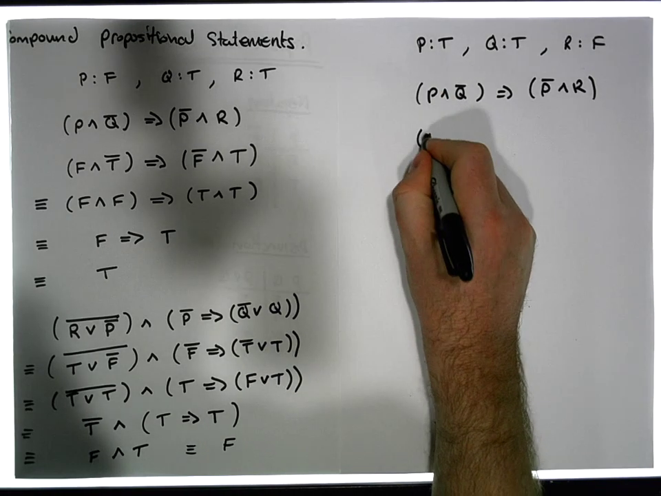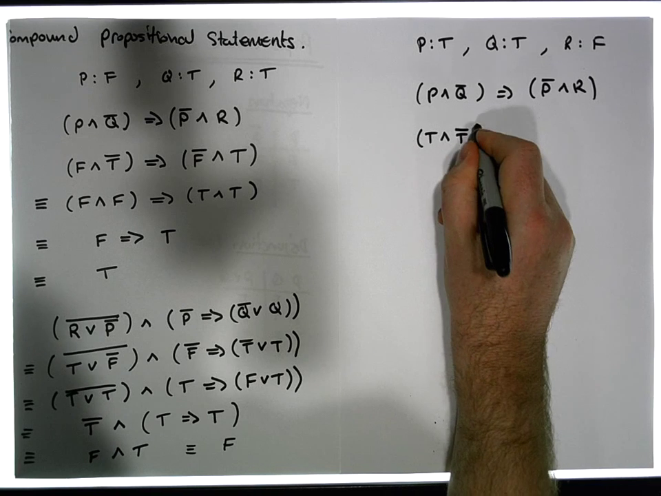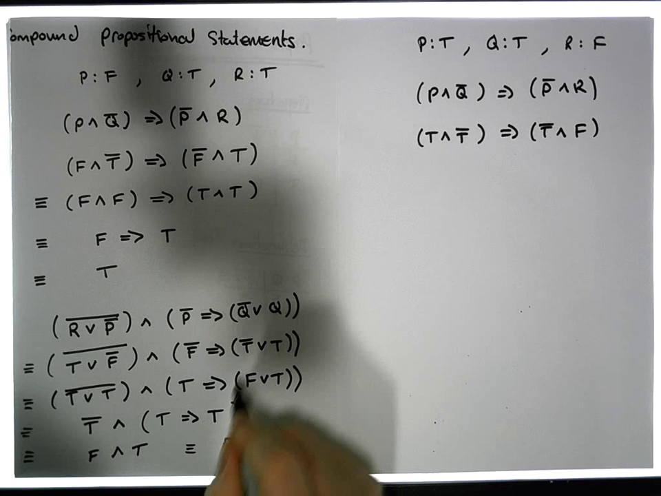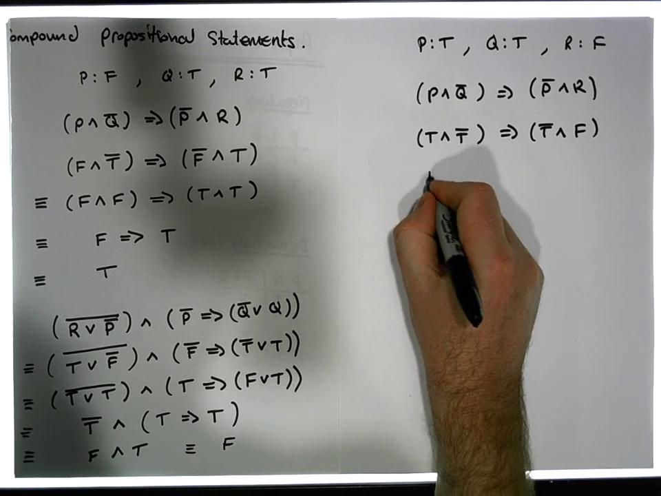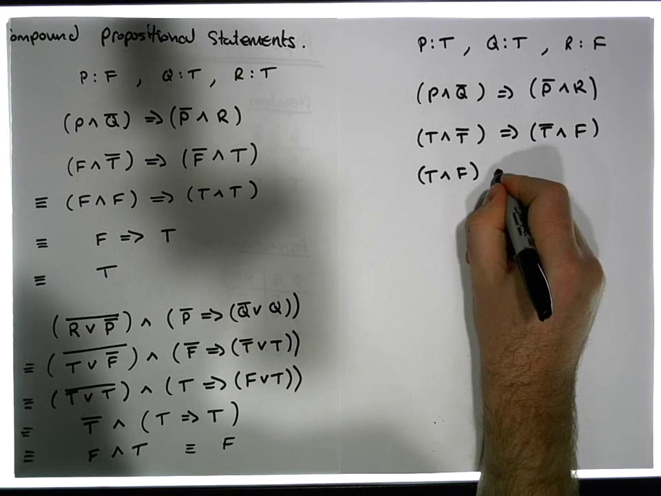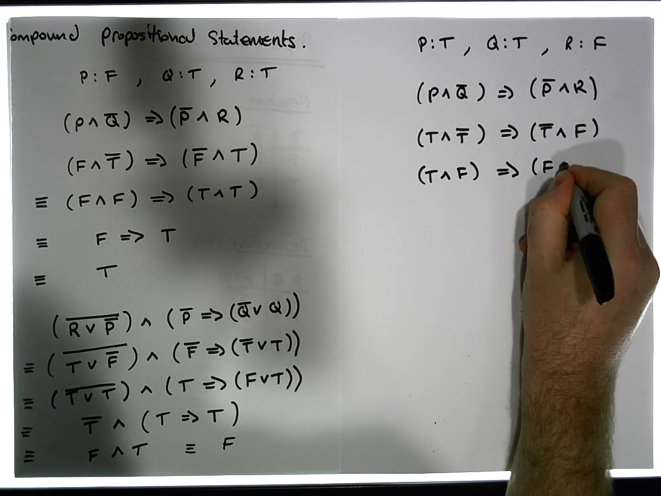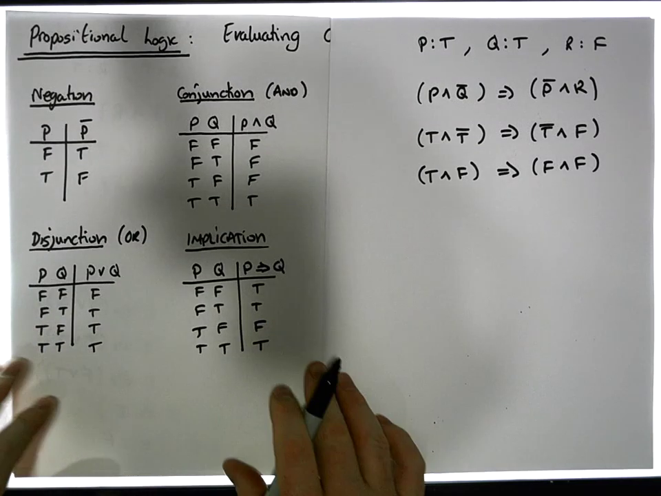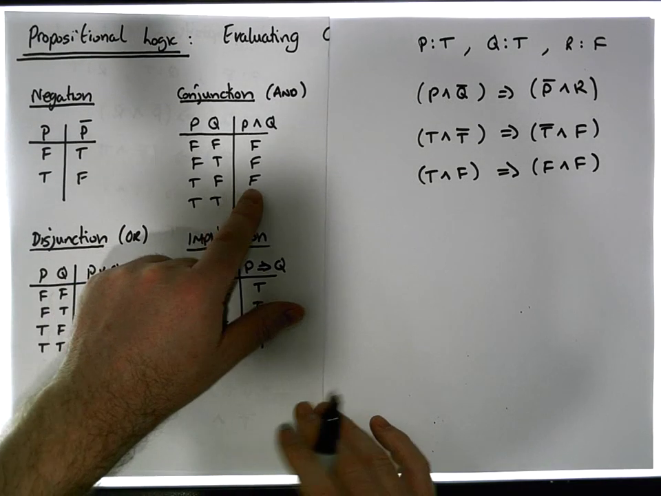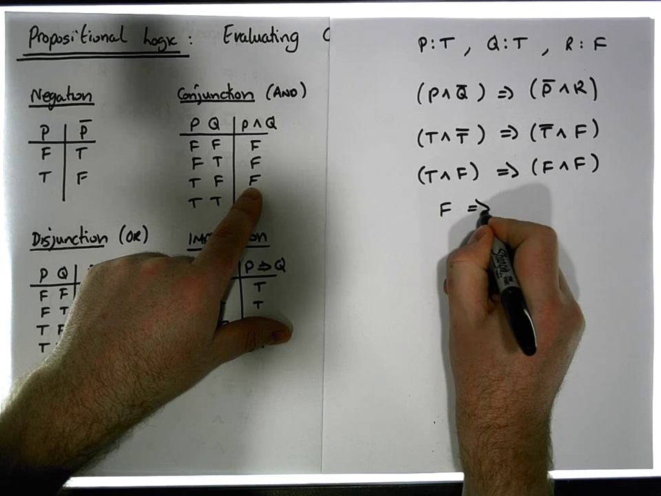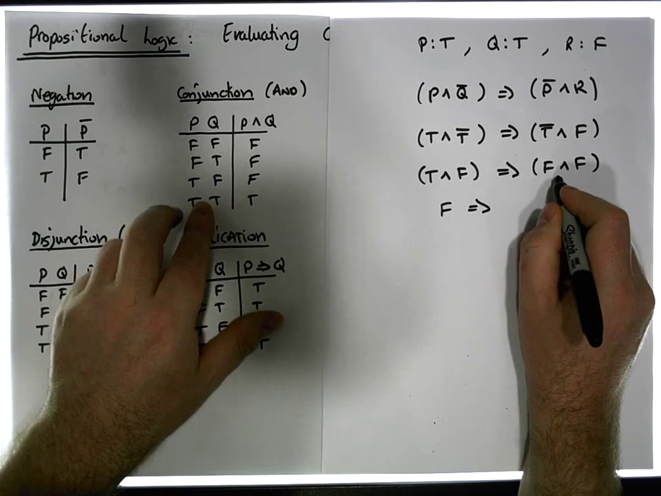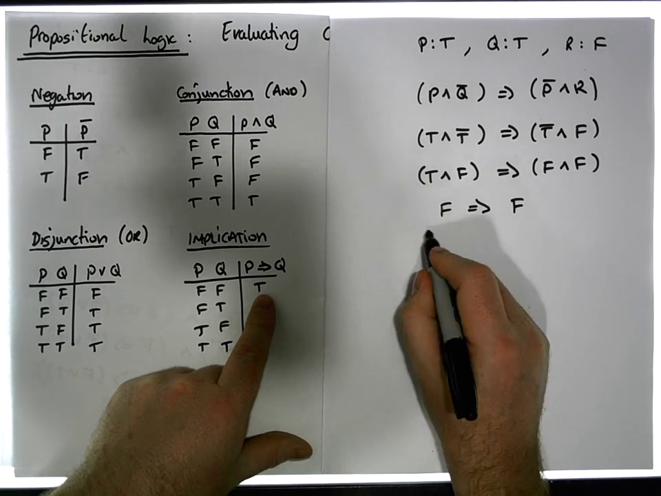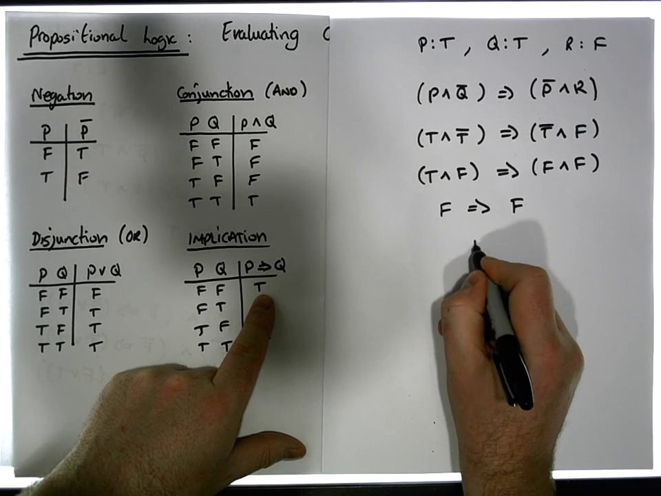This becomes true ANDed with true bar implies true bar ANDed with false. So this here becomes true ANDed with false implies this becomes false ANDed with false. Okay, true ANDed with false. Well, we know from our AND that the conjunction, true ANDed with false, is false. So this becomes false implies, and similarly over here, false ANDed with false is false. And then the implication, well, the implication is actually true. So when false implies false, the implication actually evaluates to true.